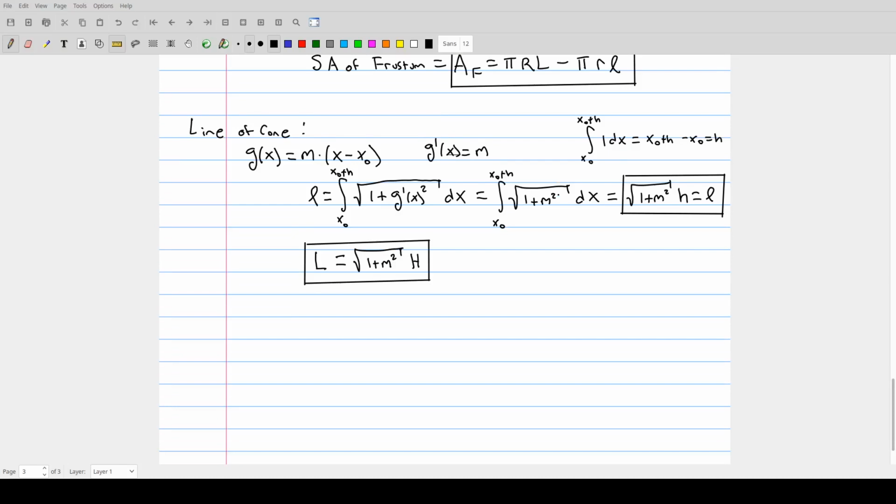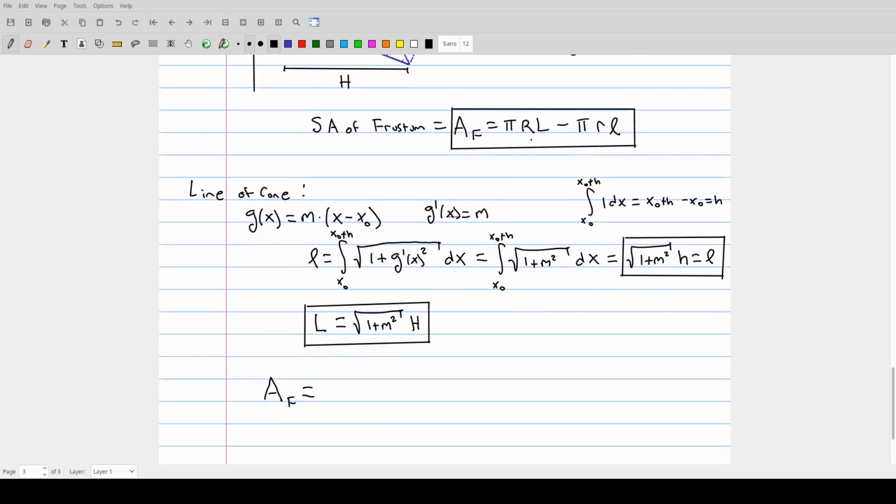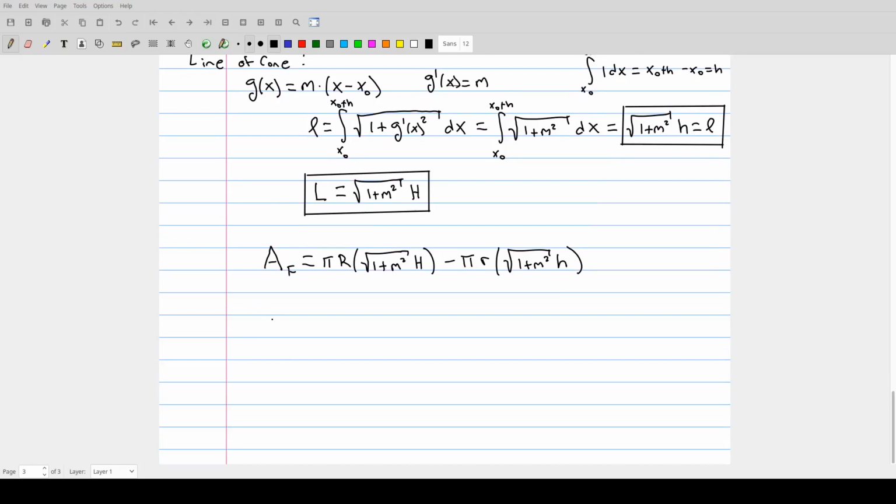But what this means for us is that our formula for the surface area of the frustum simplifies a little bit. We had before that it's pi times r times L, and because L is the square root of 1 plus m squared times h, this is going to be pi times capital R times the square root of 1 plus m squared times capital H, minus pi times little r times the square root of 1 plus m squared times lowercase h, which we can write a little bit more simply by factoring out a pi, because there's a pi common to both terms, and factoring out the square root of 1 plus m squared.